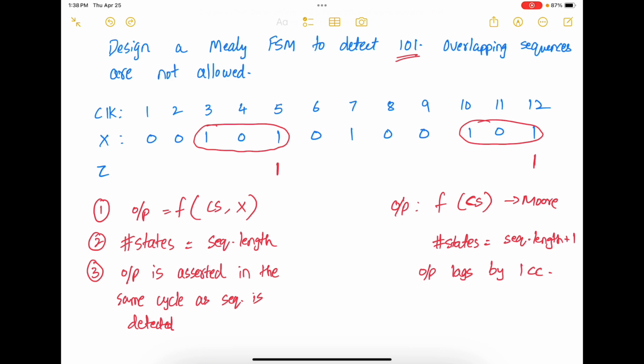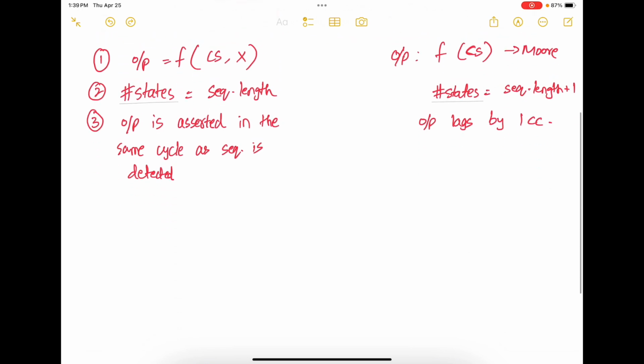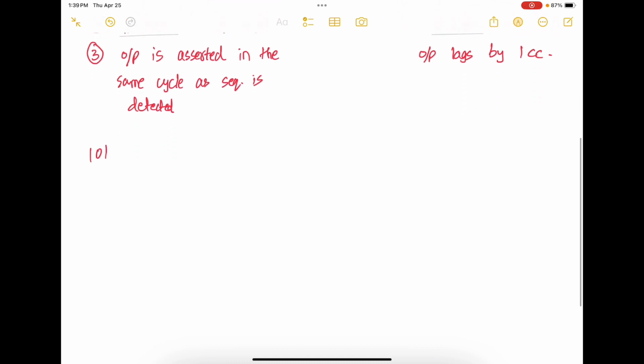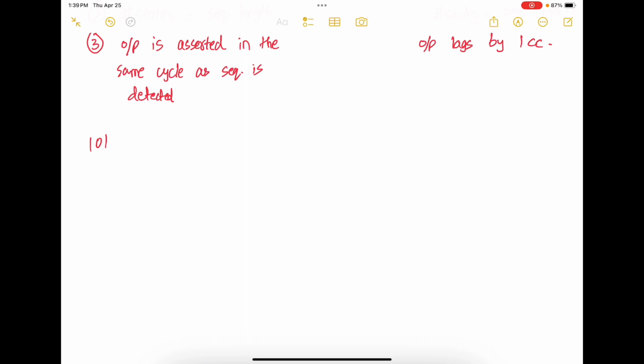Now let's try to come up with the state diagram. Remember, we are trying to detect 101. So let's see the process. So this is your state S0, which you can attain by resetting the circuit. So S0 is your reset. Now from S0, if I get a 1, I move to state S1. So we go along with the path in which we can detect the sequence.